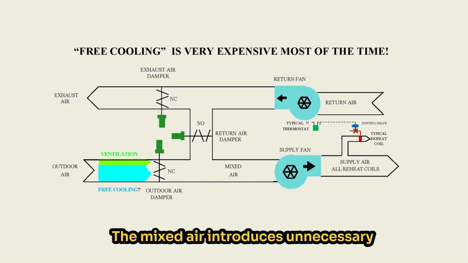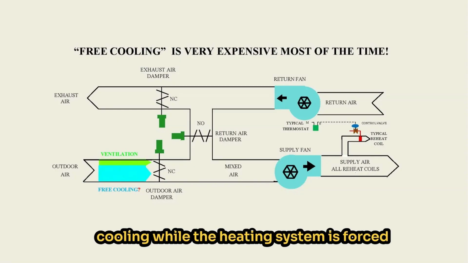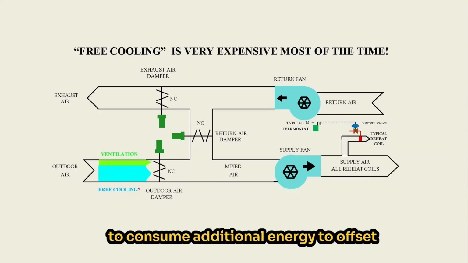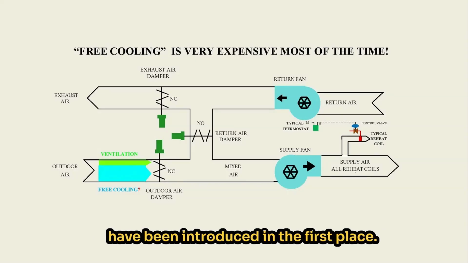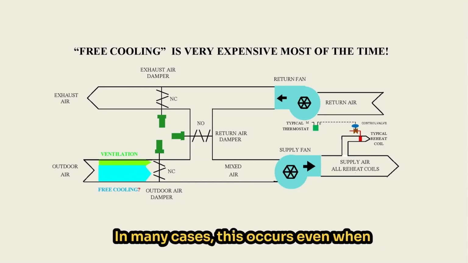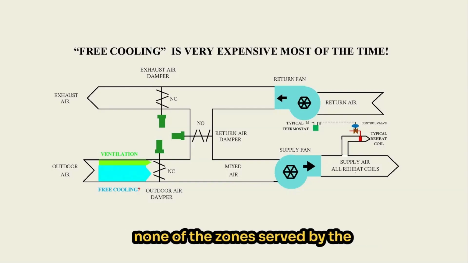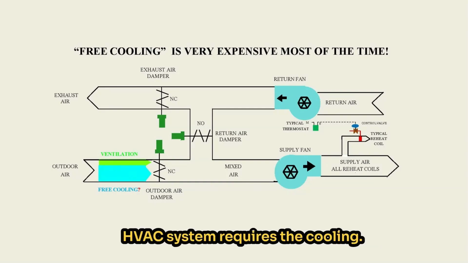The mixed air introduces unnecessary cooling, while the heating system is forced to consume additional energy to offset that cooling that never should have been introduced in the first place. In many cases, this occurs even when none of the zones served by the HVAC system requires the cooling.